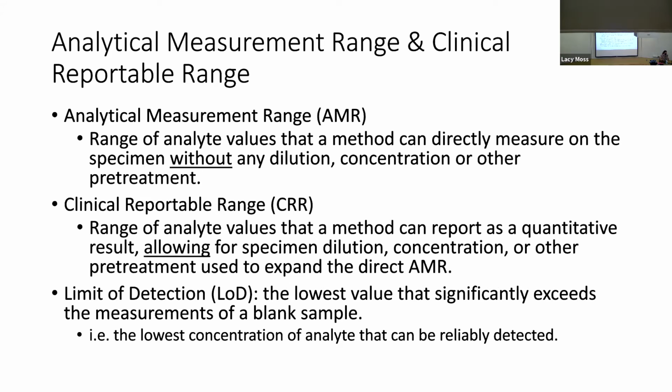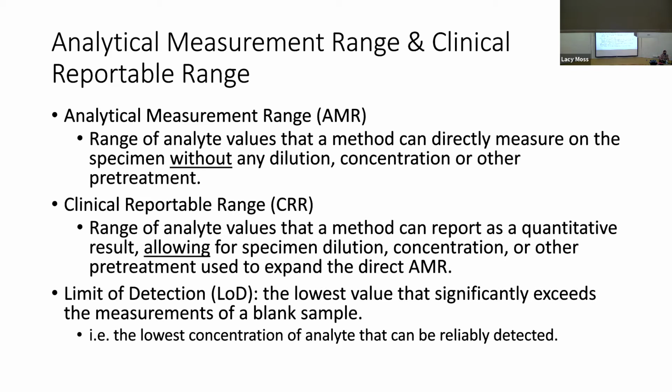All right, so then some other nice definitions. We have the analytical measurement range, or the AMR. And this is the range of analyte values that a method can directly measure on the specimen without you having to do anything to the sample. So you're not concentrating the sample, you're not diluting the sample. This is literally, does it fit on the standard curve? All right, that's the analytical measurement range.